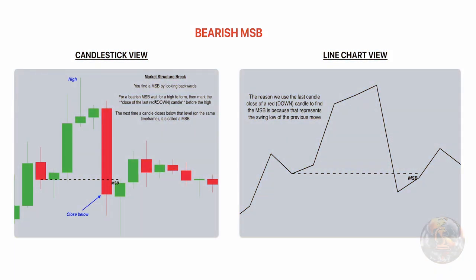It's the same thing, obviously in reverse. Again, you find a market structure break by looking backwards. You wait for a high to form, and then you wait. You see the high, this long wick. You see this next candle failing to go higher, and you think, this could potentially be a top. Nothing confirmed, but that doesn't matter yet.